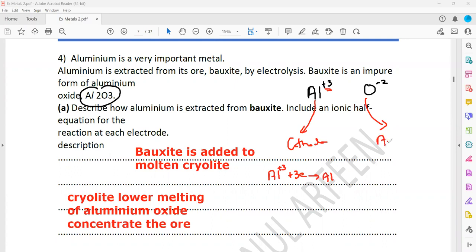Oxygen will move towards the anode. When one oxide ion moves there, it will lose two electrons and form an oxygen atom. But we write the equation for a molecule. So the two oxide ions will lose four electrons and form oxygen gas. So you have to write the equation at the anode and the equation at the cathode, then describe how we carry out this electrolysis. That's about the extraction of aluminium.